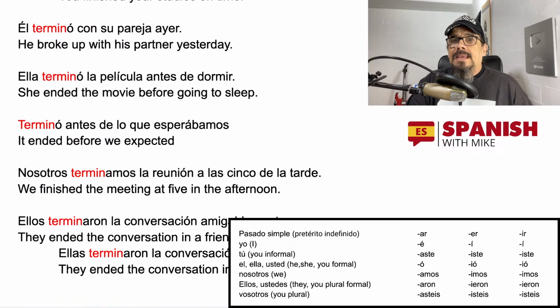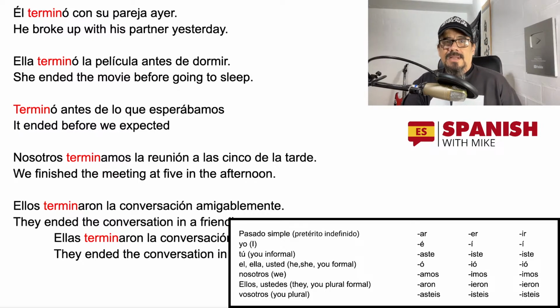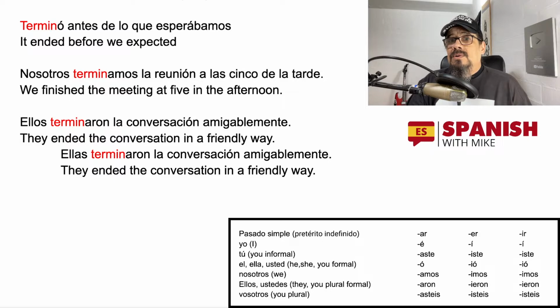Plural in Spain. Él terminó con su pareja ayer. He broke up with his partner yesterday. Ella terminó la película antes de dormir. She ended the movie before going to sleep. Terminó antes de lo que esperábamos. It ended before we expected.